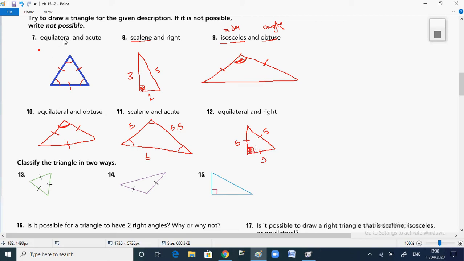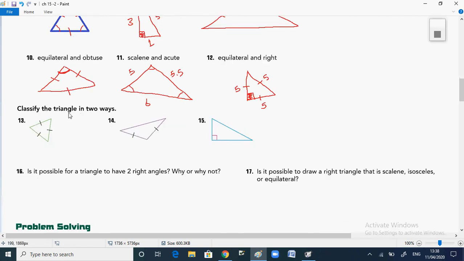So equilateral depends on sides, and acute angle, scalene sides, right angle. Isosceles two sides and obtuse the angle. Equilateral, all sides are equal, and this triangle must have one obtuse angle. Scalene, they have different sides or different lengths, and acute, all of them are acute. Equilateral, all sides are equal, and this triangle has one right angle.